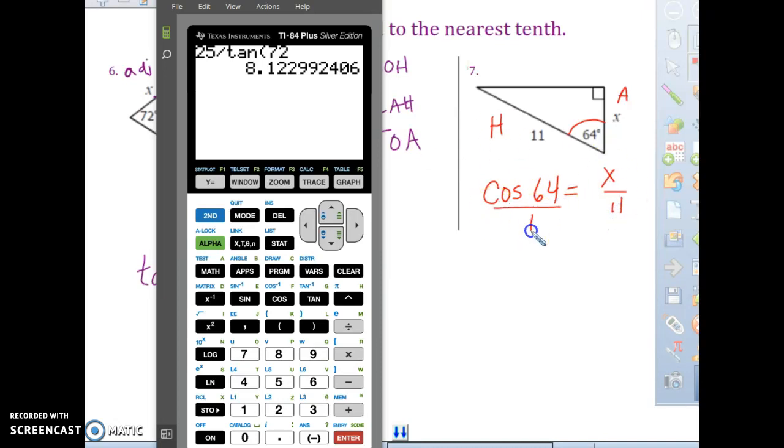So again, I'm going to put that over 1. When I cross multiply, I get x times 1, and then 11 times the cosine. You have to write the 11 as a scalar first. So 11 times the cosine of 64. So on my calculator, I do 11. You can push the times button if you want. Cosine 64. And you're approximately at 4.8.